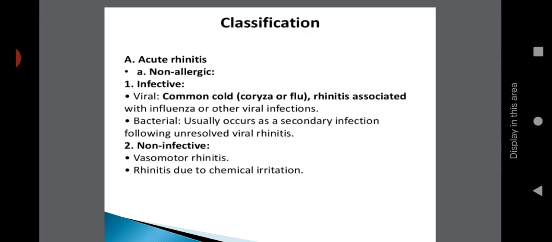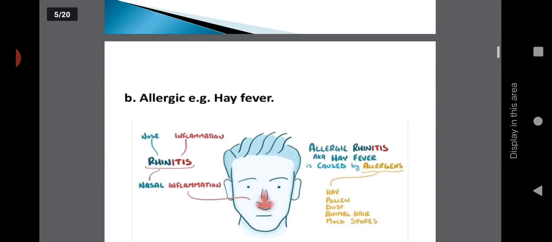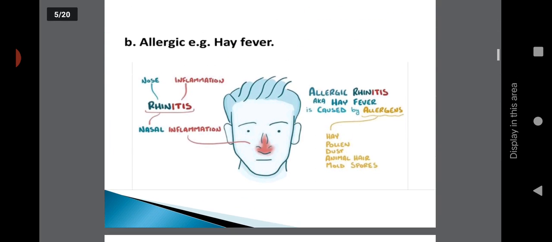The next one is non-infective: vasomotor rhinitis and rhinitis due to chemical irritation. Vasomotor rhinitis means there is a change happening in the pressure, mainly in the blood vessels, or changes happening due to stress, which can lead to rhinitis. Another cause is rhinitis due to chemical irritation when you are exposed to chemical irritants. Second one is allergic, or hay fever.